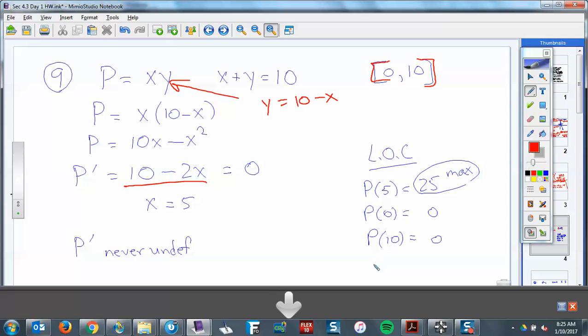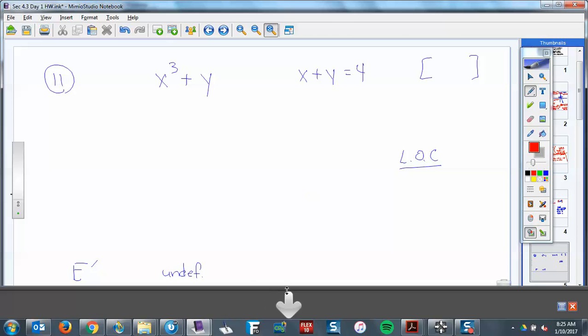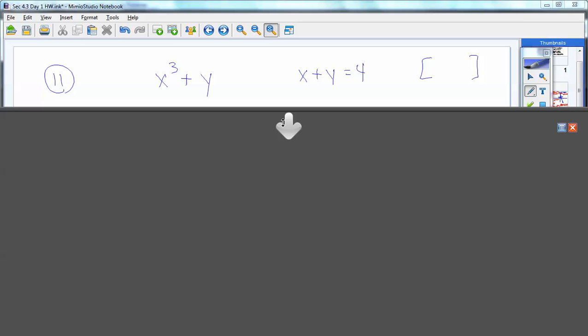Right? That's straightforward, nothing messy about it. Follow the steps kind of problem. Okay, let's look at 11. 11 is very much the same kind of problem.